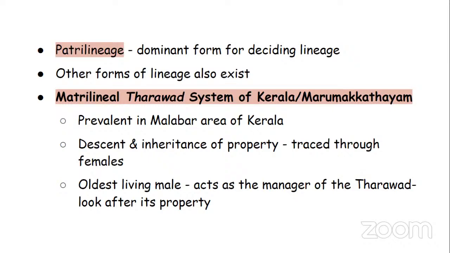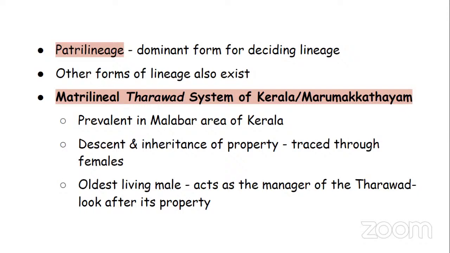Now, in our Indian society, the dominant form for deciding lineage was patrilineage. Our society was mostly patrilineal, but we can still find some other forms of lineage in some places. Patrilineage means deciding lineage through the father's line, which we studied yesterday. Other forms like matrilineal and bilineal also exist, but they are very rare compared to patrilineage.